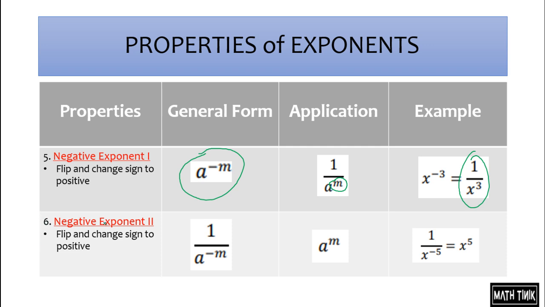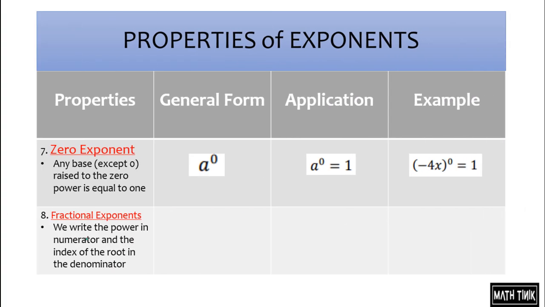Number 6, negative exponent. Okay, flip and change sign to positive. So as you can see above, it's a raised to the negative m, negative power. In this case, it's 1 over a raised to the negative m. So what you have to do is bring this 1 here on the numerator. That makes it 1 over a to the m. If you bring this to the numerator, then the sign becomes positive. Okay, an example is this: 1 over x raised to the negative 5. If we bring x to the negative 5 above, it will become x to the 5th power.